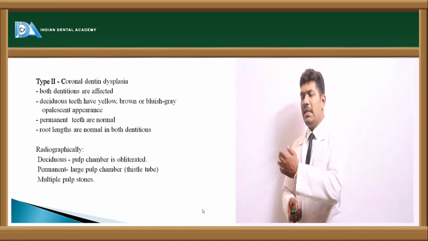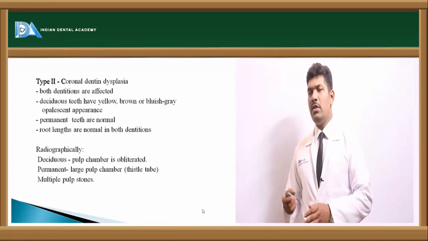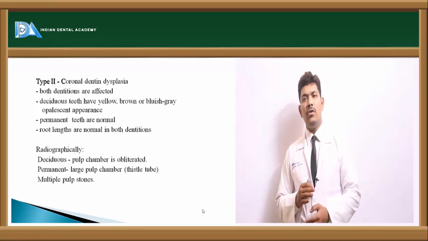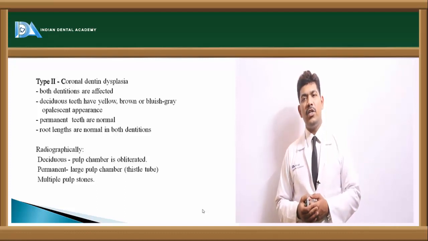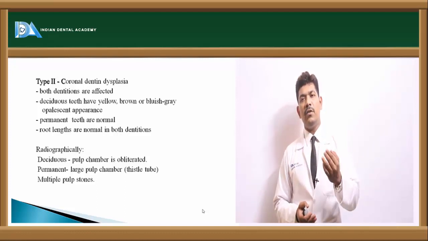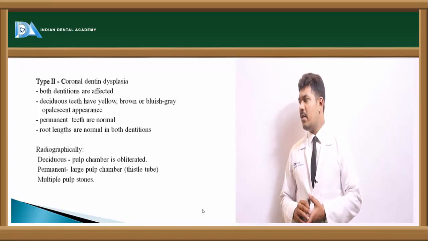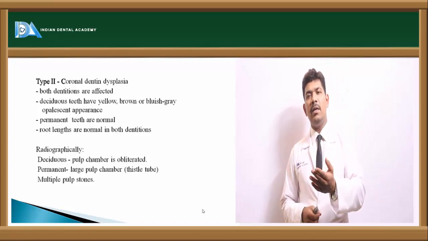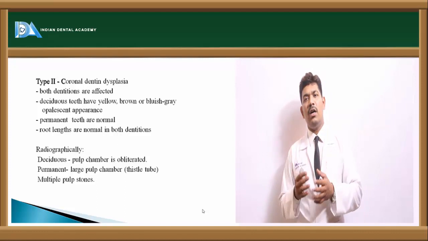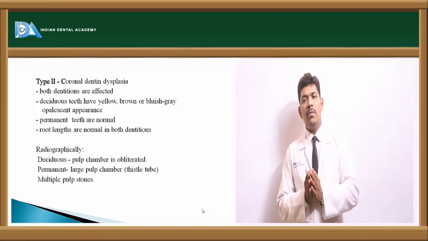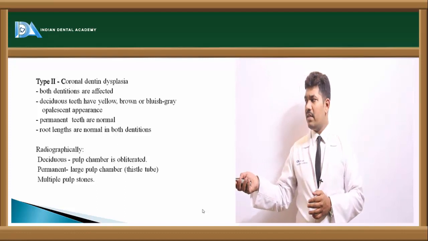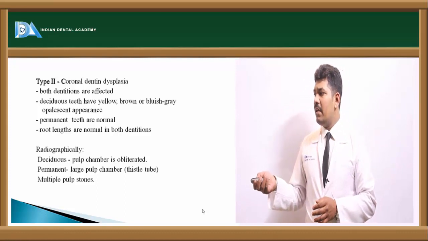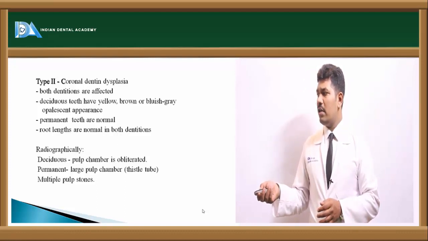Now, somewhat similarly, we have coronal dentin dysplasia. Again, both the dentitions are equally affected over here. The root length over here is normal when compared to radicular dentin dysplasia, wherein there is total negation of the root length. The root lengths are normal over here, but the problem comes with the coronal part of the dentin, where there is a lack of dentin deposition and there are large pulp spaces or pulp chambers which are almost rectangular, thistle shaped. That is a characteristic feature of coronal dentin dysplasia, wherein we have large pulp chambers, also called thistle tubes.